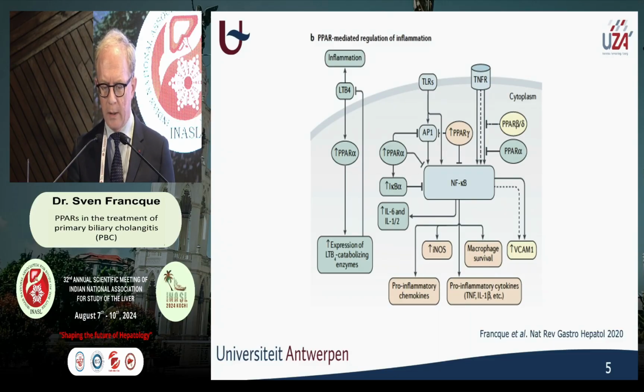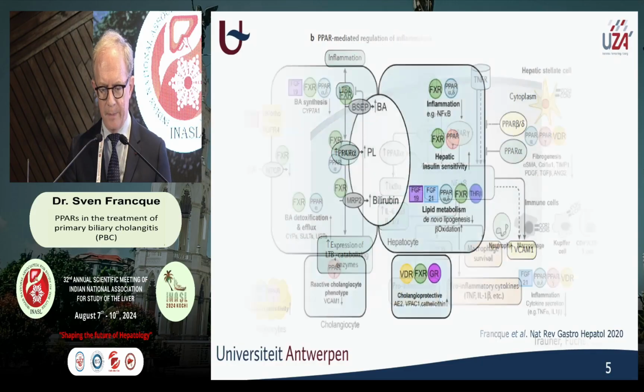production of VCAM1. And PPAR gamma in orange, also via activated protein 1 and NF-kappa B directly, will inhibit the effects of the NF-kappa B pathway on macrophages and the production of pro-inflammatory cytokines and chemokines. So the three different isotypes have an impact on different mechanisms related to inflammation and globally have an anti-inflammatory effect.